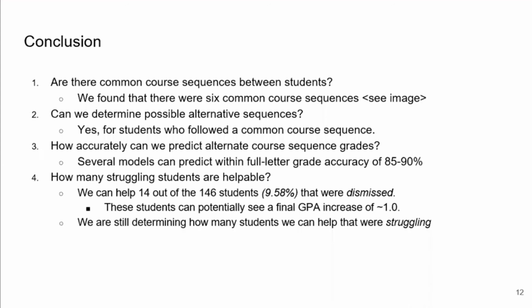And for our conclusion, for the struggling students that are helpable, we haven't fully tested all struggling students, but we found that almost 10% of dismissed students are helpable and could potentially see a final GPA increase of 1.0.